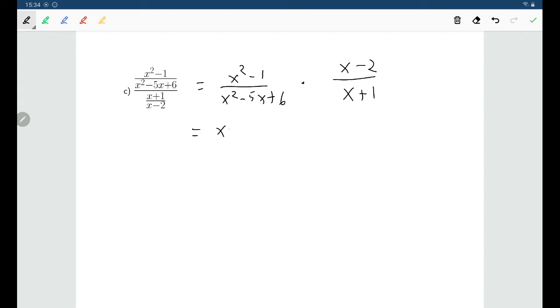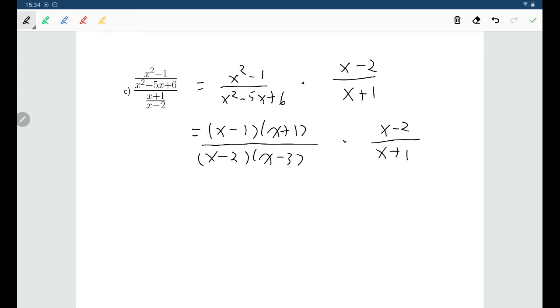And the only thing really to do at this point is just to factor. And of course, cancel things out where appropriate. X plus 1's could cancel. The x minus 2's could cancel, which leaves me with just in the numerator x minus 1, and in the denominator just x minus 3.